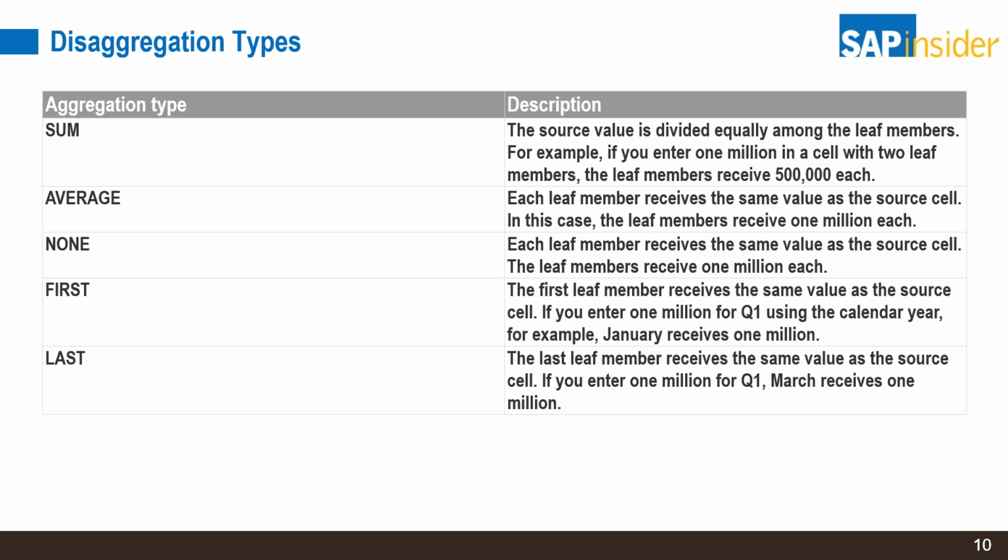Of course, there's none, if you don't want it to sum up but just take the same value as the source. There are other options like first and last, where if you're planning by quarters, this is probably the only time that I've really seen this, if you're planning on a quarterly basis, but it needs to be stored down to the leaf level. You have $1 million for Q1. It's just going to put the $1 million in March, if we're looking at a calendar view. So it will always put it in the last month of the quarter.